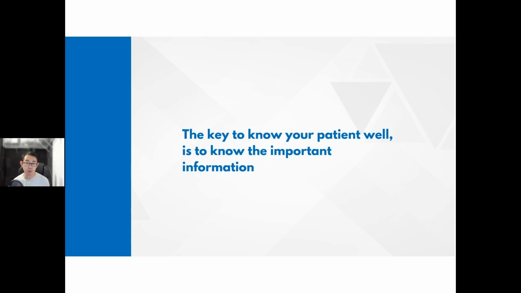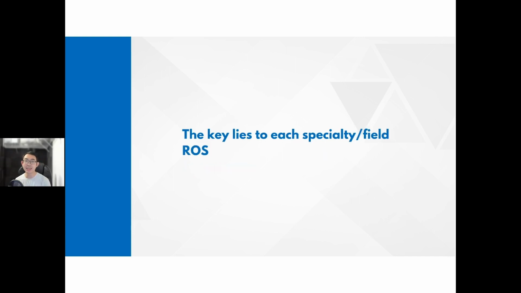Not all information is important. You just need to know which ones are important. The key lies in each specialty or field's review of systems, meaning that each specialty has their own thing they're looking for. That should make sense to you. For example, if I am in a gastroenterology rotation, I couldn't care less what inhaler the patient is using, right? That's not important information. I do care when the patient had the colonoscopy and endoscopy. If I'm in cardiology, I couldn't care less when the patient last had a colonoscopy or endoscopy, but I do care when was the last stress test or the last cardiac cath.